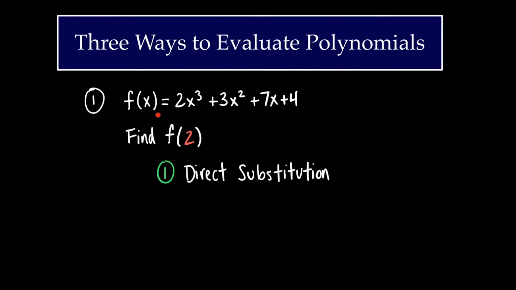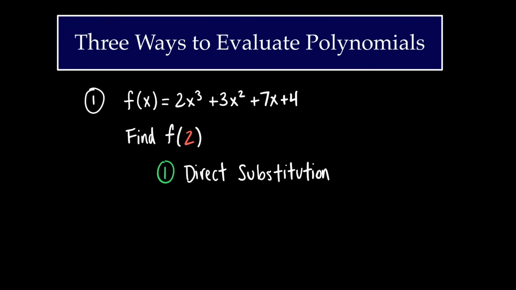First example: f of x is equal to 2x cubed plus 3x squared plus 7x plus 4. They want us to find f of 2, which just means this is a rule, a function, and it tells us to cube the input and double it, square the input and triple it, multiply the input by 7, and add 4, and then add all of those things together. That's the rule. It wants to know specifically if we put in 2 as the input, what would the output be?